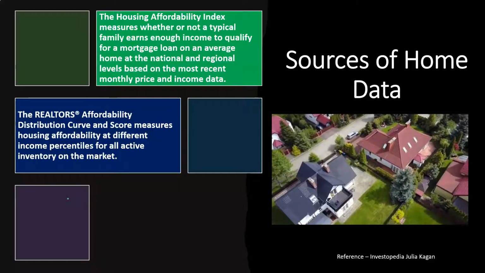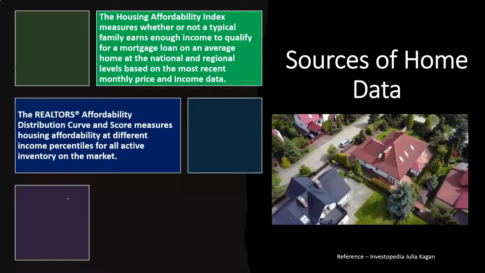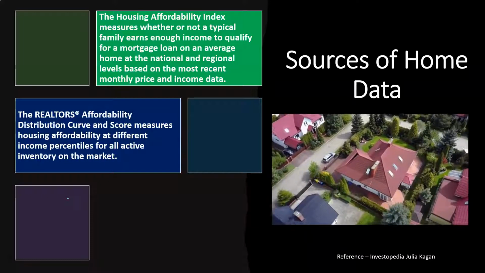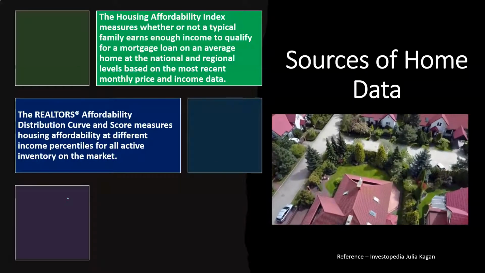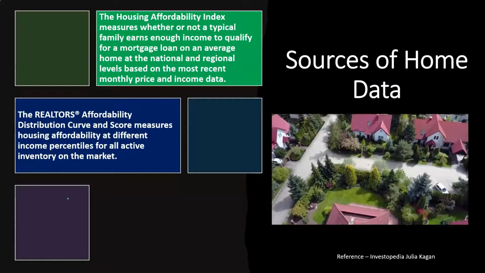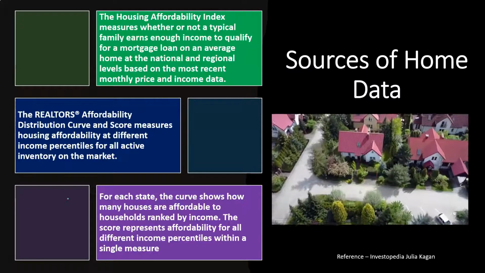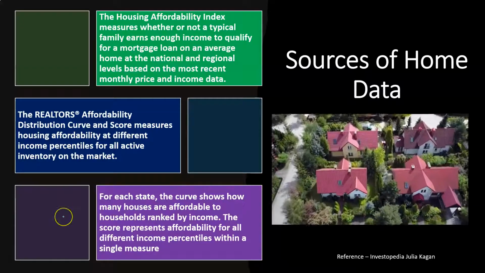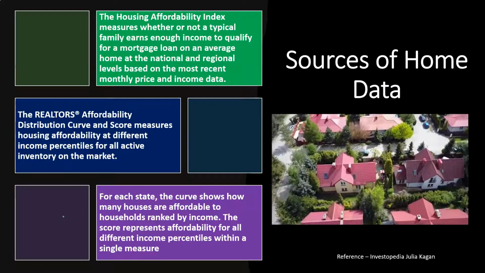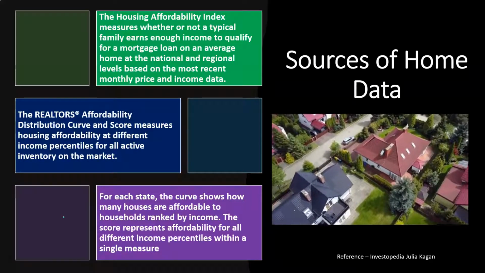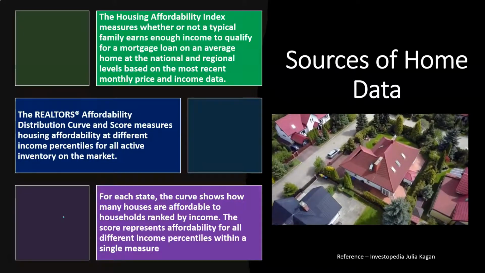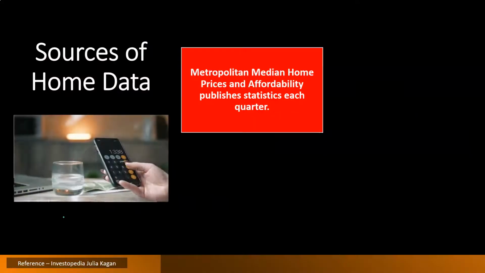Obviously, as an investor, if you're looking purely from an investment standpoint, you're trying to do the old buy low, sell high thing, right? So where does it stand at this point in time? What's likely to happen at a future point and why? For each state, the curve shows how many houses are affordable to households ranked by income. The score represents affordability for all different income percentiles within a single measure.